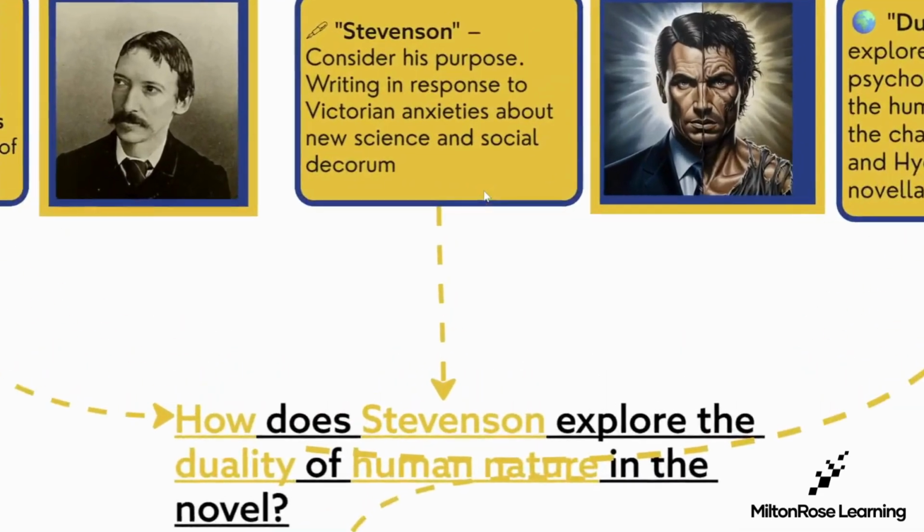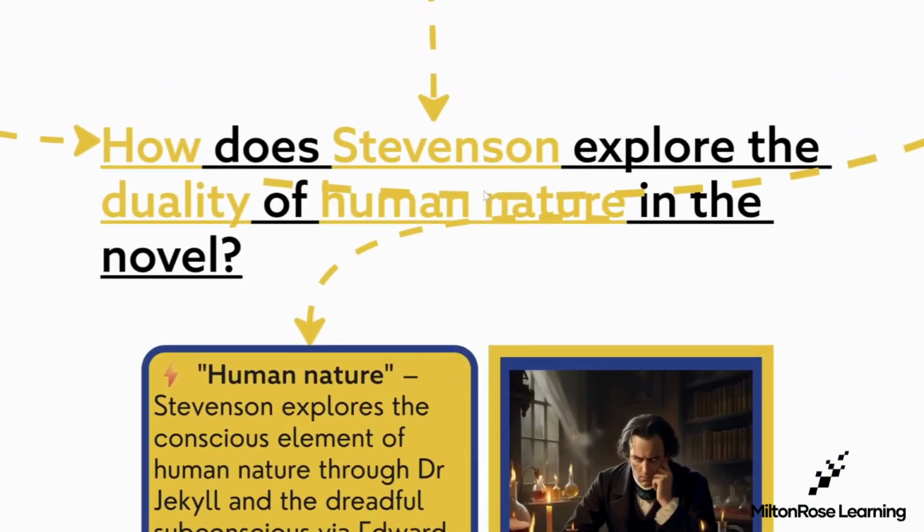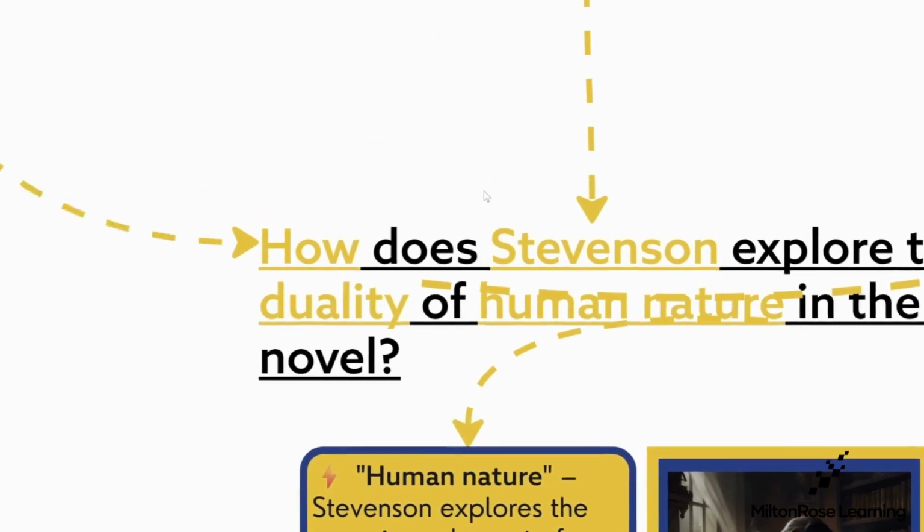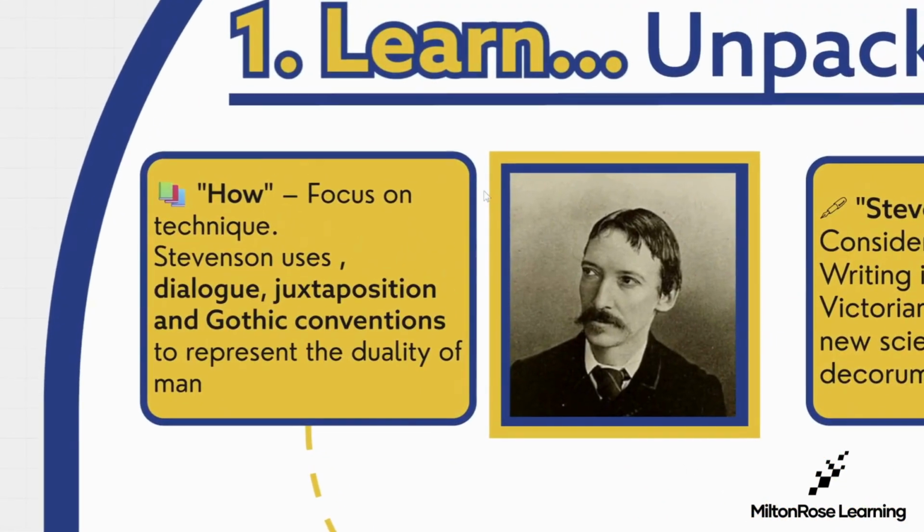So we've got a question set up for us here. How does Stevenson explore the duality of human nature in the novel? Okay, very deep question that is, almost philosophical, psychoanalytical, there's a lot going on here. So let's break down the keywords like we would in class.